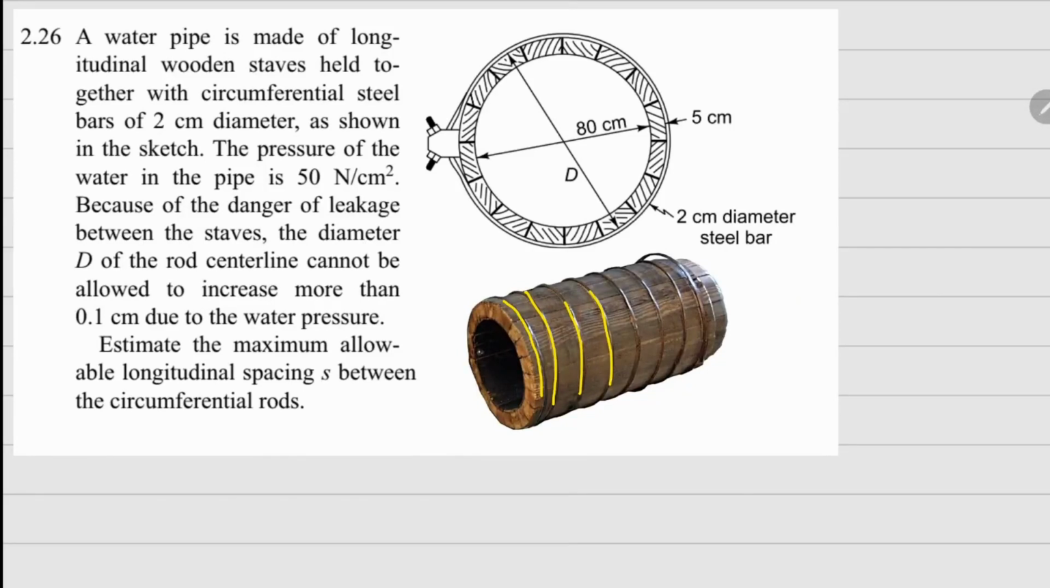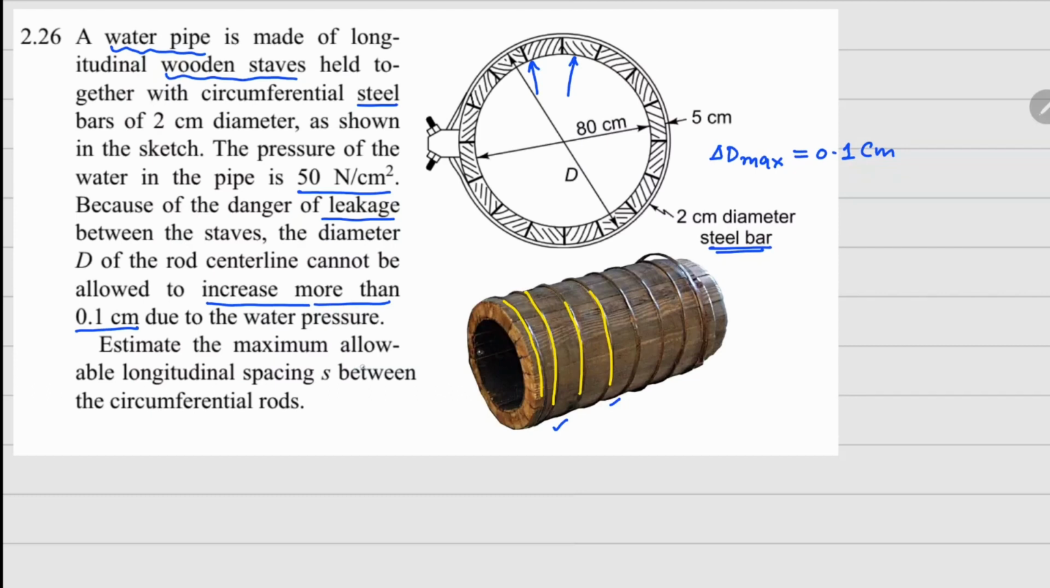This one is 2.26. Here we have a water pipe which is made of these wooden staves which are held together by these wires that are drawn on this figure here, and this steel bar has a diameter of 2 centimeter. There is an internal pressure here which is 50 Newton per centimeter square. Because of safety and to avoid leakage, the maximum allowable increase in the diameter of these bars is 0.1 centimeter. So delta D max is 0.1 centimeter.